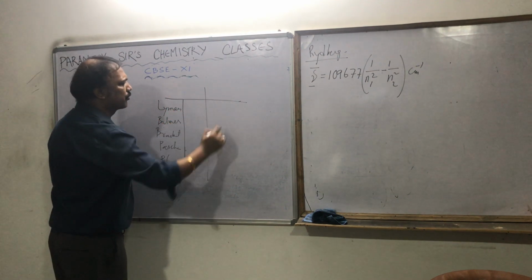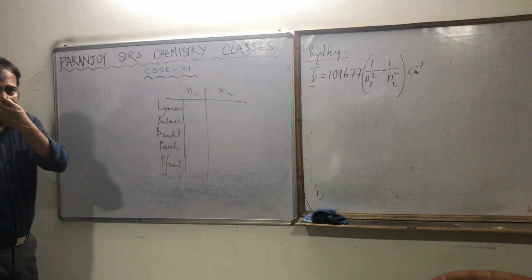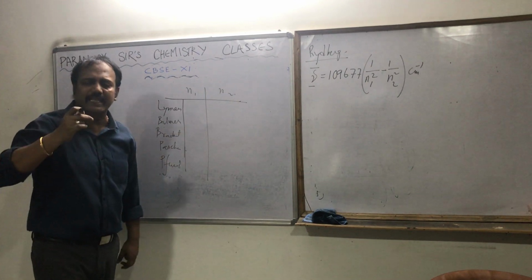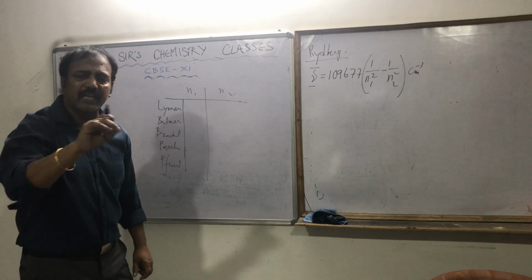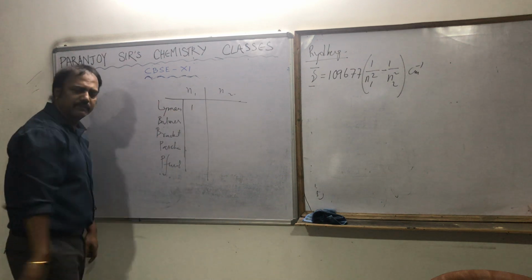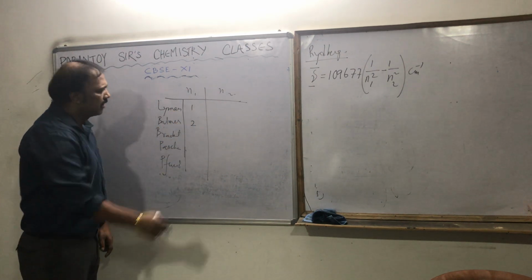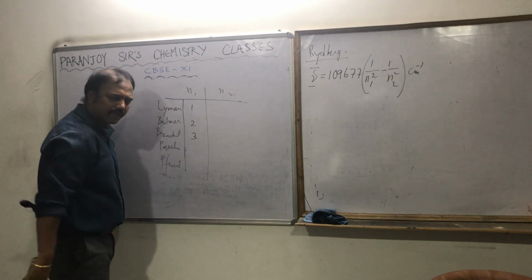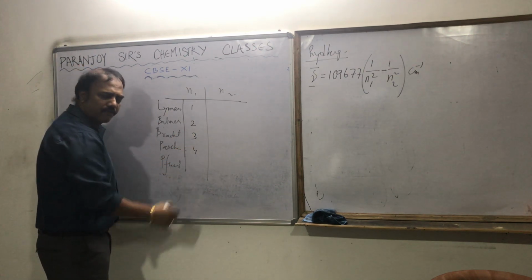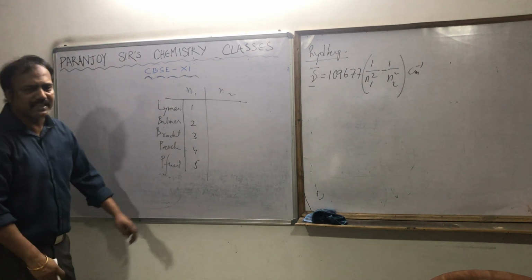Here I am going to write down N1 and N2. N1 is the level where the electron is falling. So for Lyman, N1 is 1. For Balmer, N1 is 2, it's falling in the second level. For Brackett, it's falling in the third level. For Paschen, it is falling in the fourth level. For Pfund, it is falling in the fifth level. We know this. That is the series.